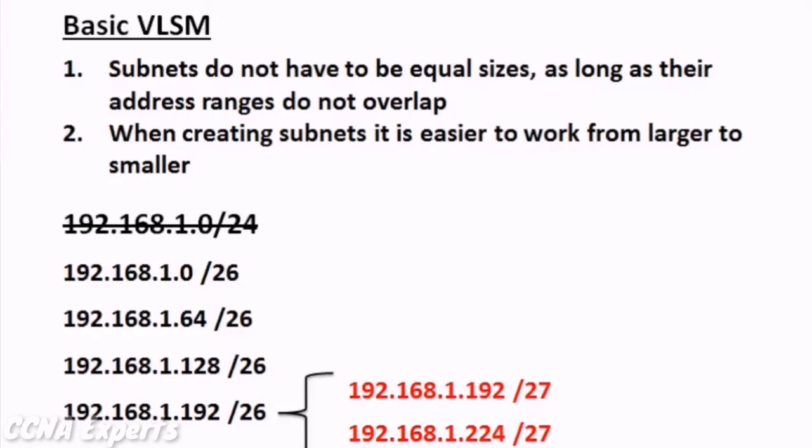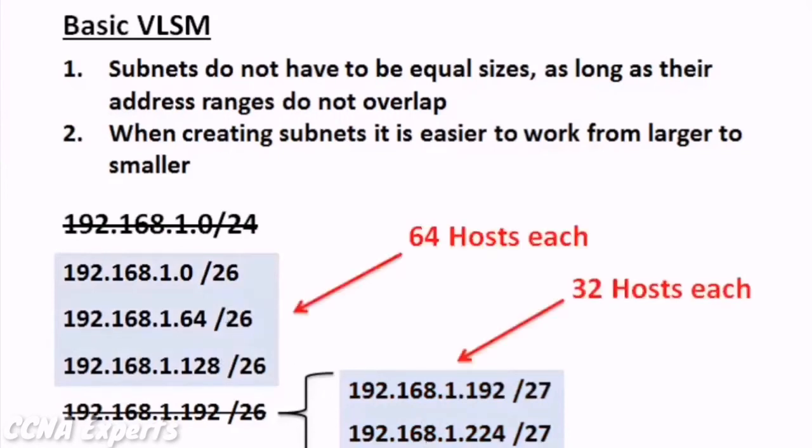If I do this, I effectively have created 5 subnets. The 3 subnets up here are 64 hosts each, and the 2 new subnets that I created from the 4th subnet are 32 hosts each. The reason I can do this is because my 2 smaller subnets do not intrude into the larger subnets. This is variable length subnet masks.